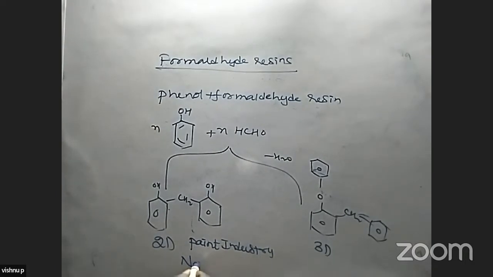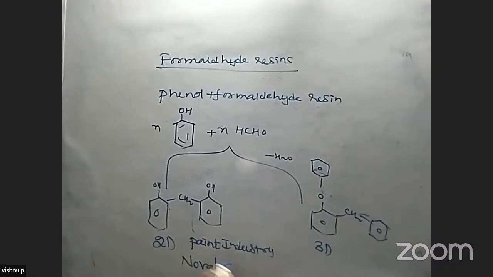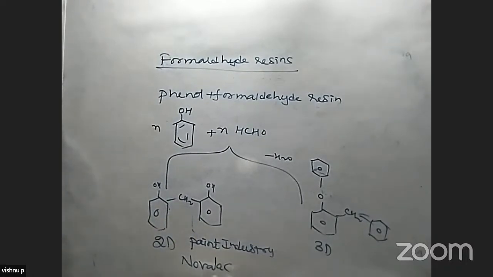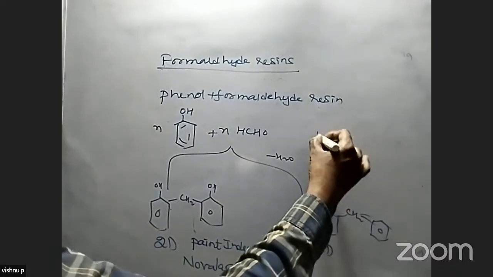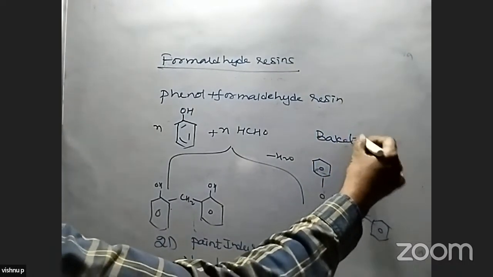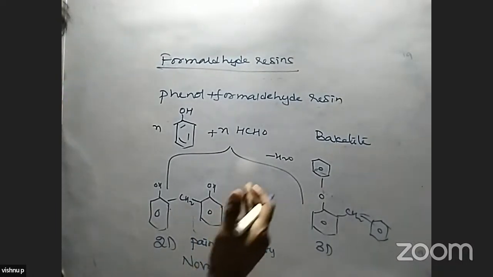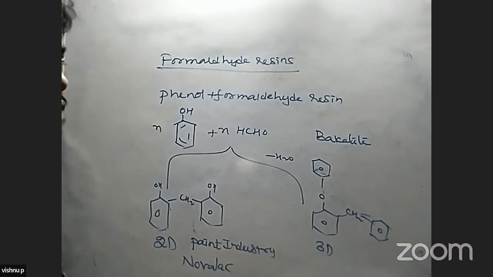One example, this is called Novolac. What is the name of the polymer formed by 2-dimensional or linear arrangement? That is called Novolac. Or if it is arranged in a 3-dimensional way, this is called bakelite. Novolac is used in paint industry. Bakelite is a hard, 3-dimensional polymer with high tensile strength, high melting and boiling points, and it is an example of a thermosetting polymer.